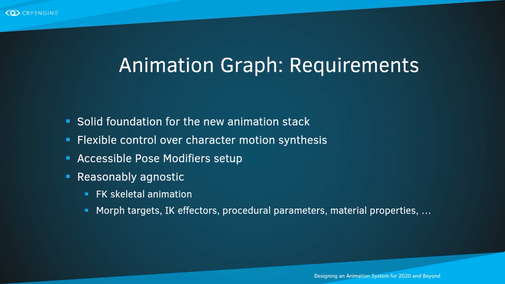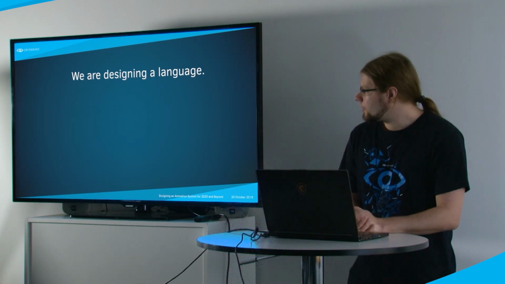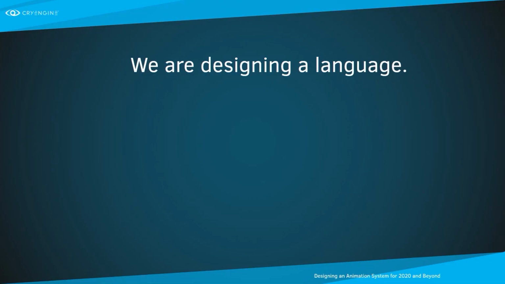And at the same time, while for kinematics, skeleton animation is our primary use case, we don't want to be married to it. We want the system to be flexible enough to handle animating other stuff such as morph targets and material properties. At the same time, the current implementation, I mean, the layer transition queue, isn't terrible, but yeah, we can definitely do better. So after laying down the requirements, what we basically need to realize is that we're not simply designing a tool, we are designing a language.